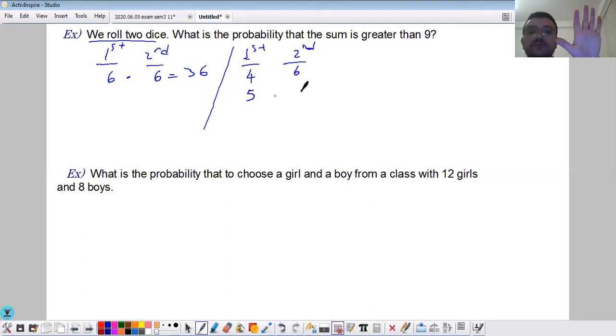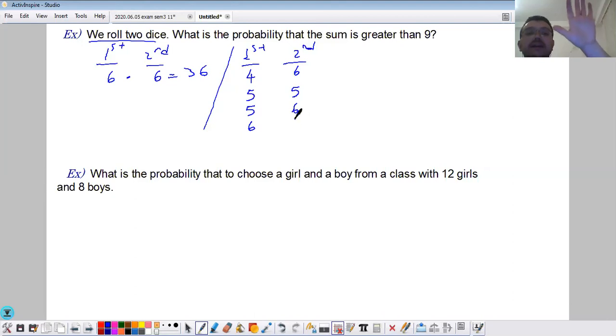What if the first is 5? It can be 5 and 4, equal to 9. It can be 5 and 5, and 5 and 6. That's going to be greater than 9. Then after checking for 5, this is done. I should check for 6.